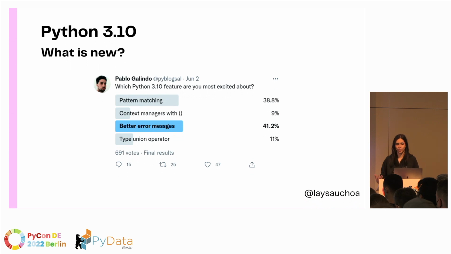So what is new in Python 3.10? We had pattern matching, otherwise I wouldn't be talking here. We had the context manager, the better error messages, and the type union operator. These are just some of the things. I will not be covering everything, of course, I will just cover pattern matching.